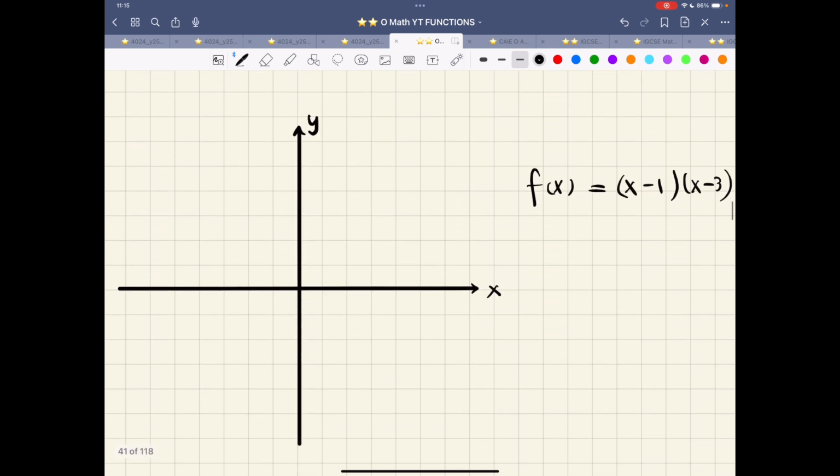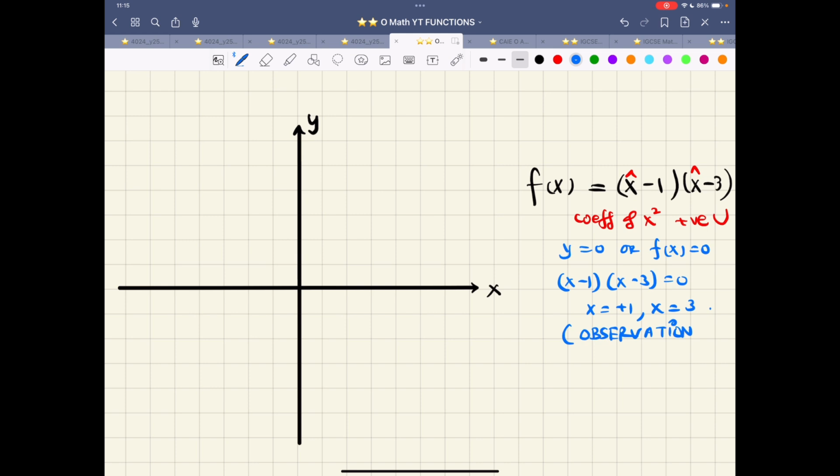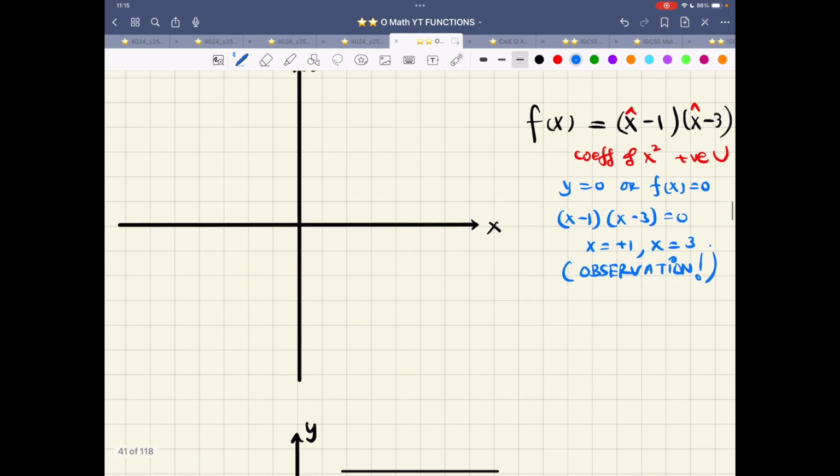So now f(x) is (x minus 1)(x minus 3). First thing first. Focus on the coefficient of x squared. x into x will give me x squared. So what will I write? I'll write coefficient of x squared is positive. That's the shape. The second thing is y equals 0 or f(x) equals 0. So therefore (x minus 1)(x minus 3) equals 0, x is positive 1, x is positive 3. Of course, you can do it by observation also because this is so very, very basic. So the examiner will have no issue with this particular thing.